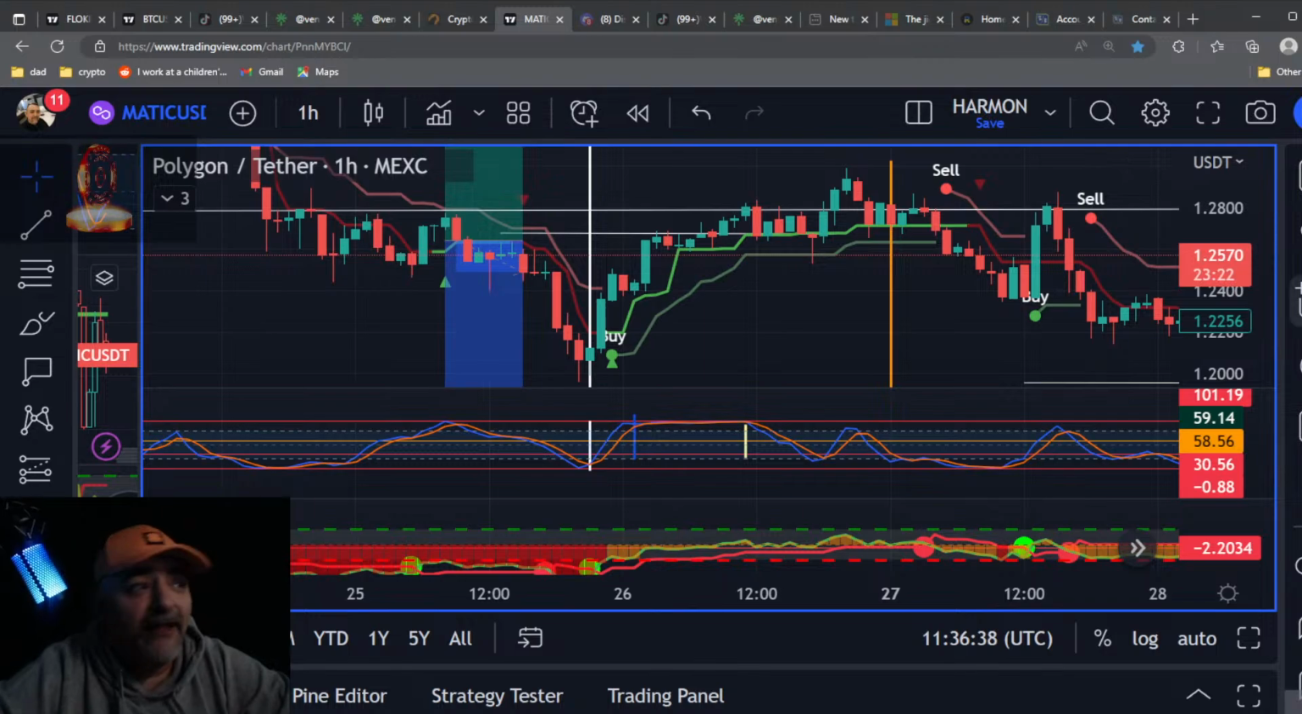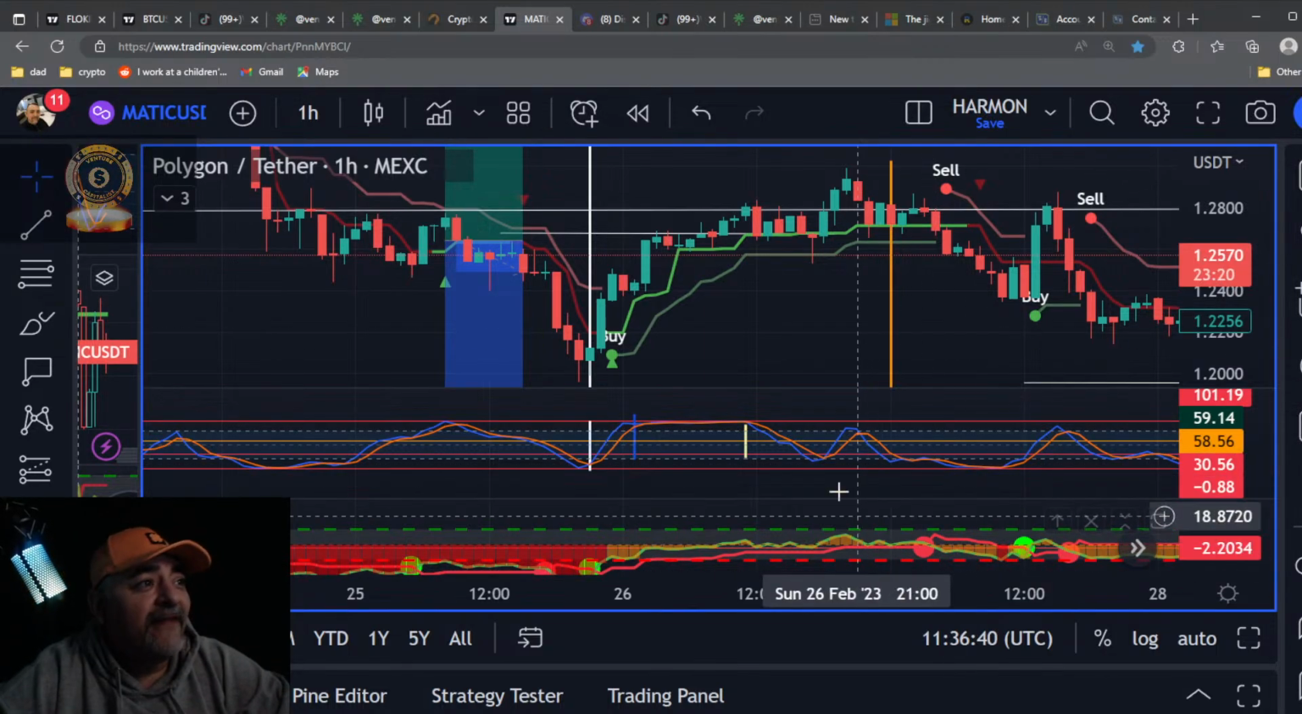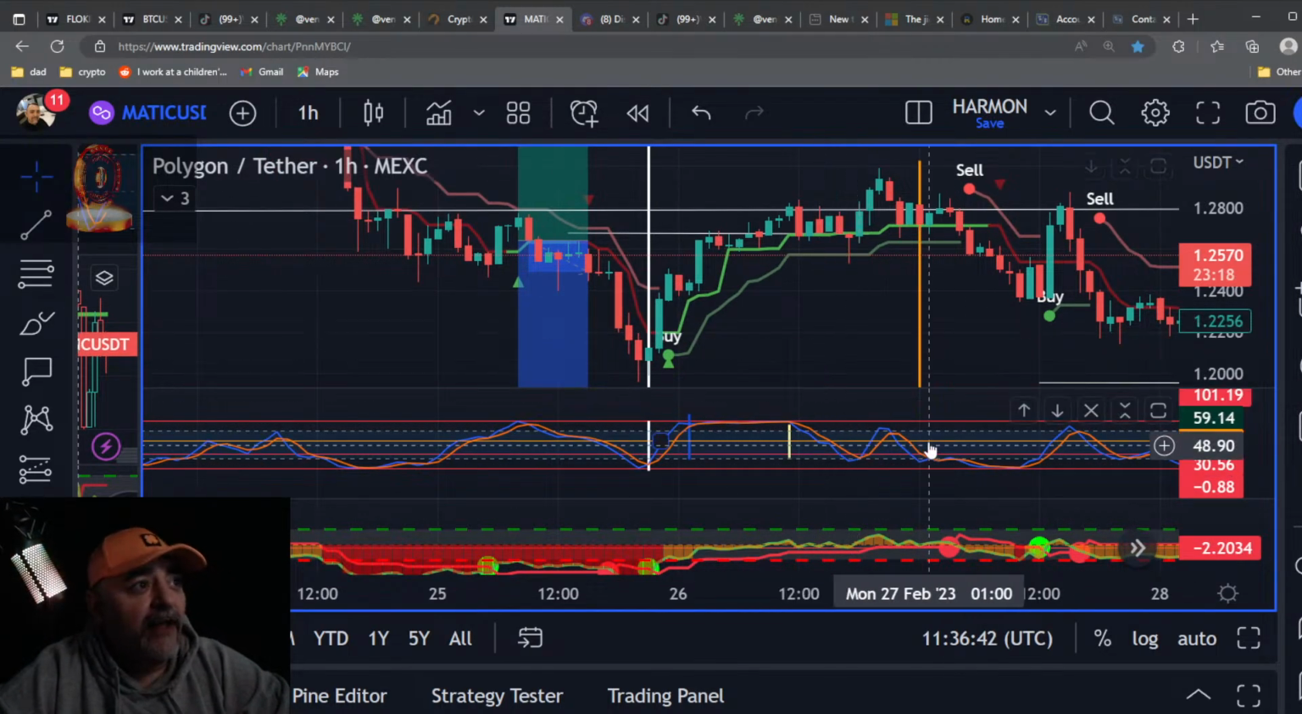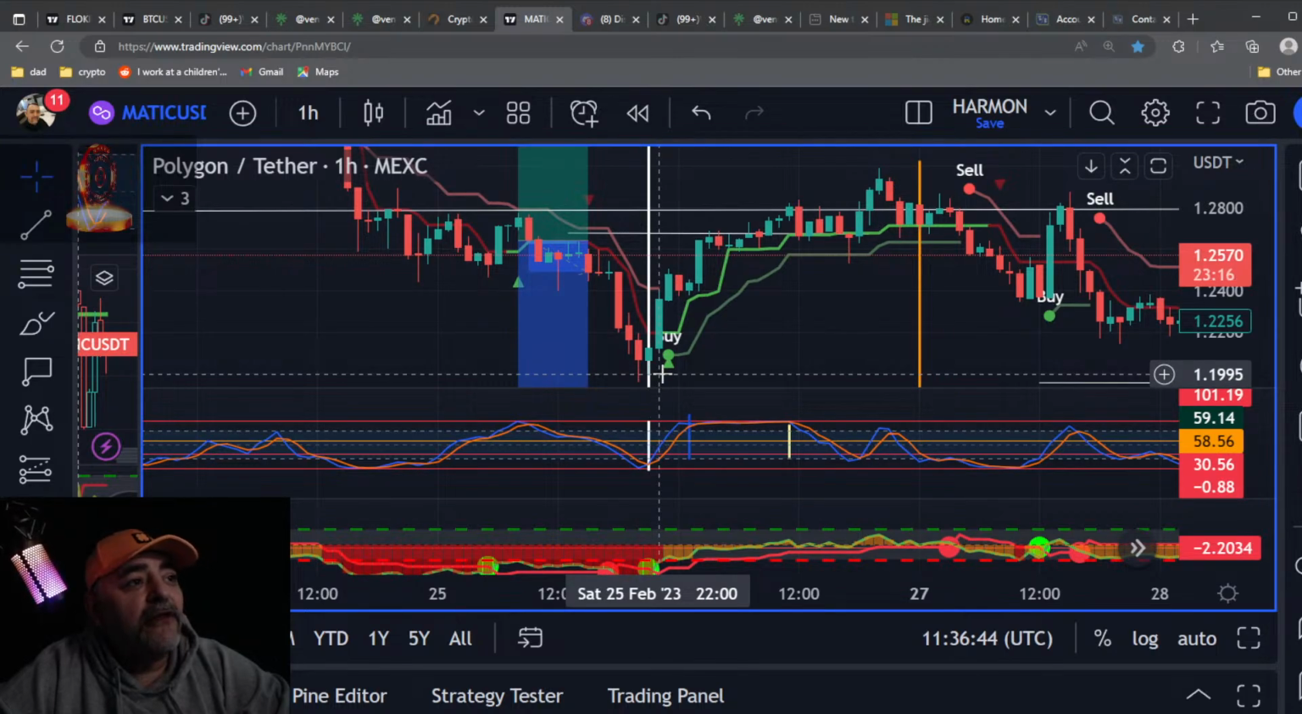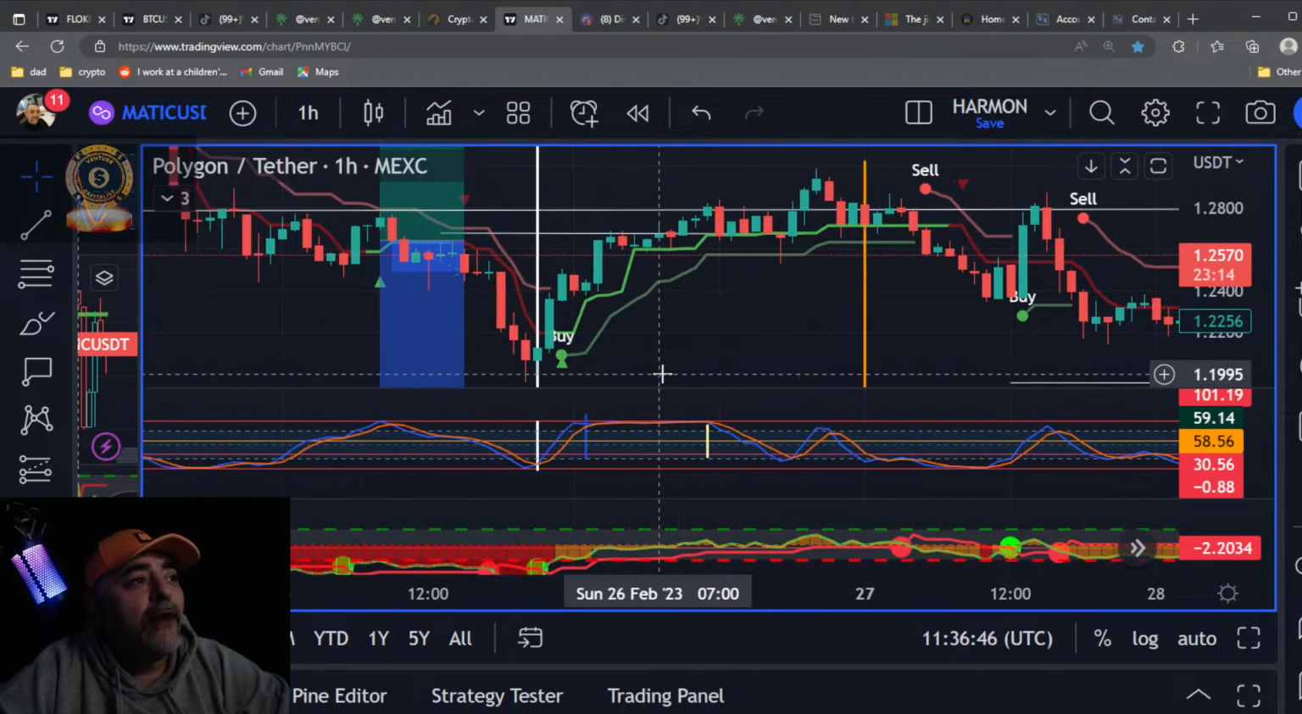This is why these indicators work well together. But this is why the system is designed and set up this way. So now during this period, I want you to look at the 1-hour RSI.